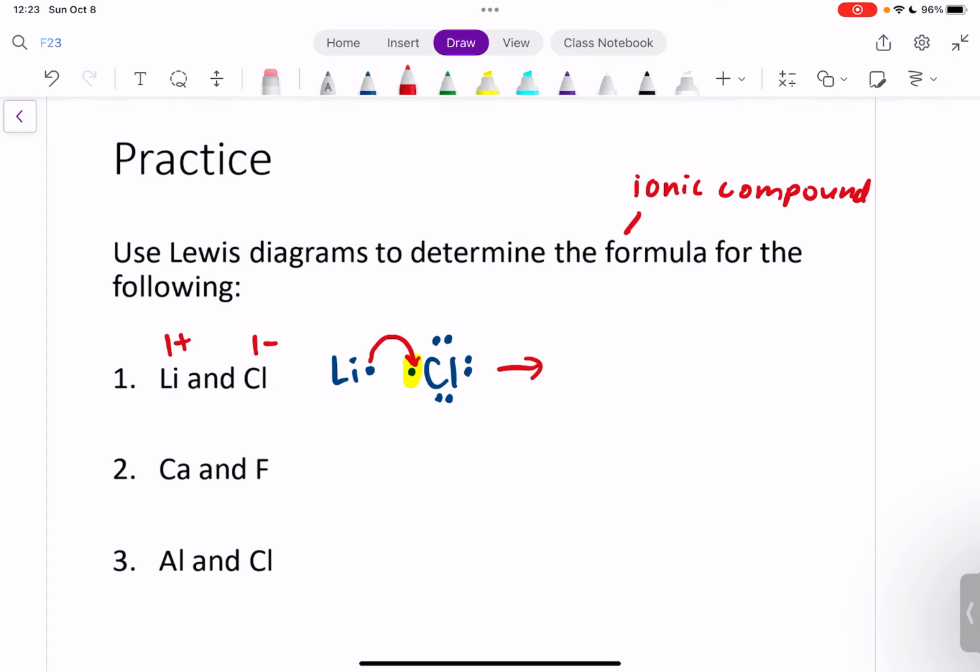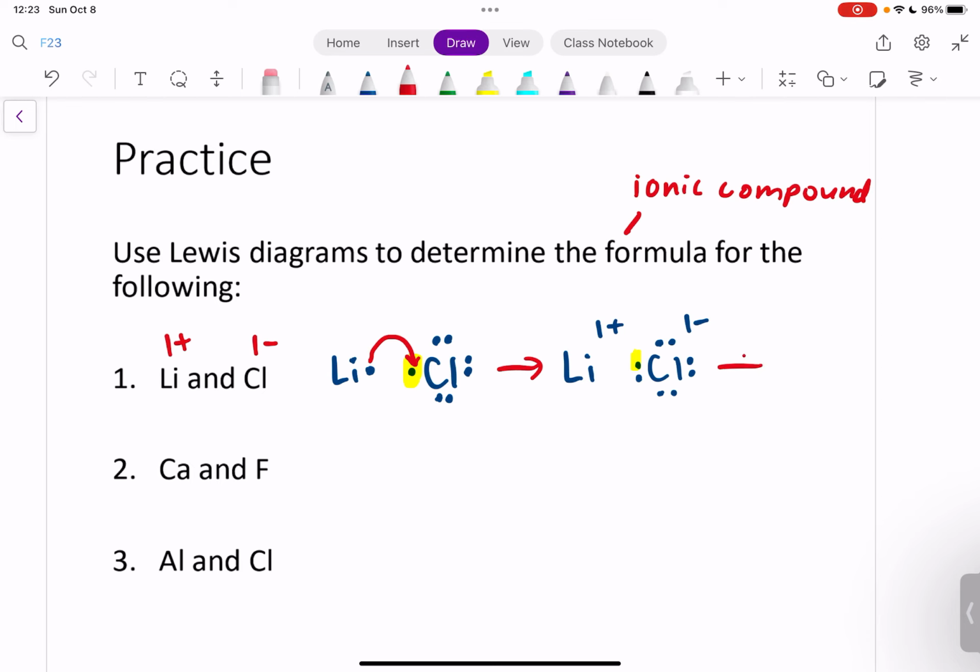So when that happens, just like our NaCl, very similar, lithium is going to give its electron to chlorine. And what's that going to end up with for lithium? Lithium is going to end up with that 1 plus charge that we predicted, because it's in group 1A and wants to lose 1 electron. Now it has 1 more proton than electrons, which results in an overall positive 1 charge. And chlorine just gained an electron. Remember, electrons are negative. So chlorine has 1, 2, 3, 4, 5, 6, 7, 8. Now it has a 1 minus charge, because it gained that electron.